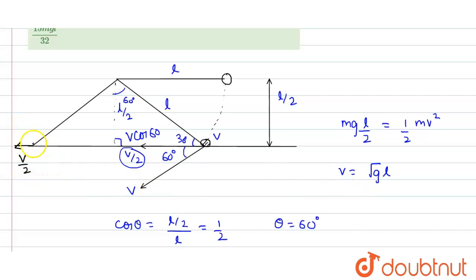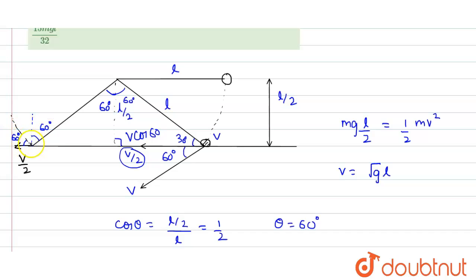Now from now onward the string would become tight and it would again follow a circular path. So what would be the angle here? We can say that again it would be 60 degrees when it tries to follow the circular path. So this angle would be equal to 60 degrees. The same thing we can make: if we draw a parallel line, this would be 60, so this would be 30, and correspondingly here the angle would be 60 degrees.